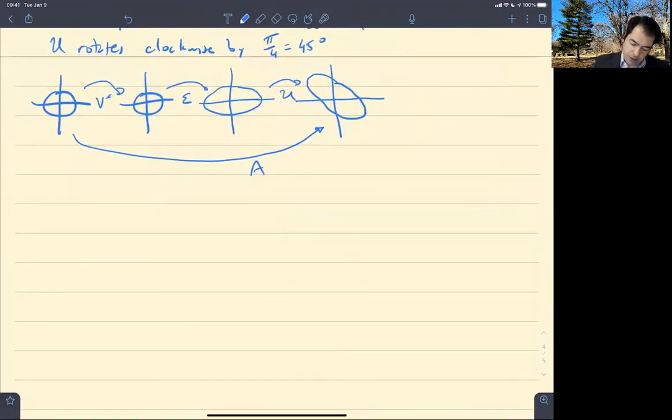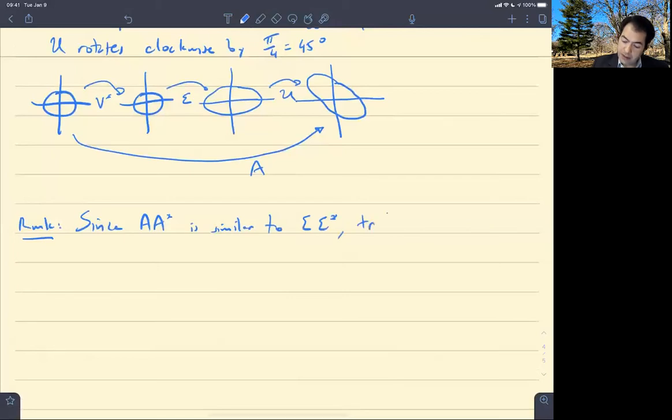Okay, here's a remark. Since we've just seen that AA star is similar to sigma sigma star, then any invariant of AA star is the same as the corresponding invariant of sigma sigma star. In particular, that's true of the trace. So the trace of AA star is equal to the trace of sigma sigma star. And that one's easy to compute. It's just the sum, j goes from 1 to r, of sigma j squared.